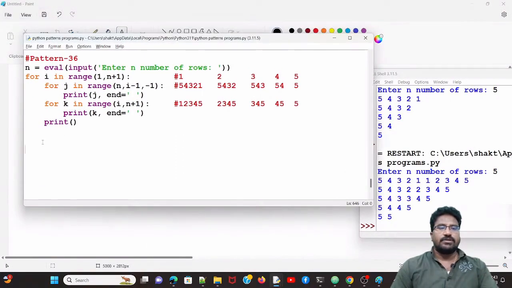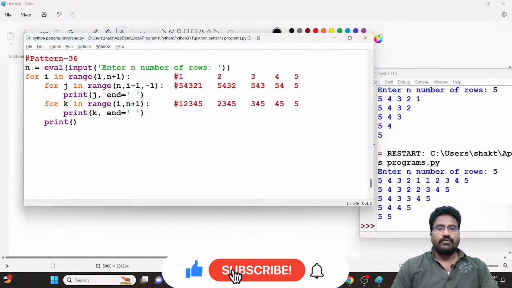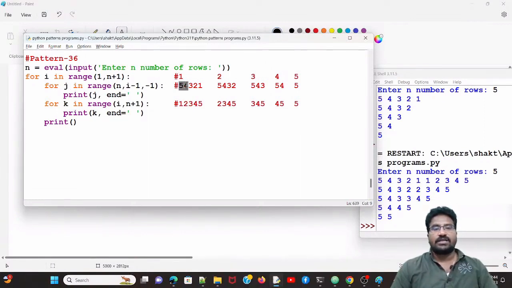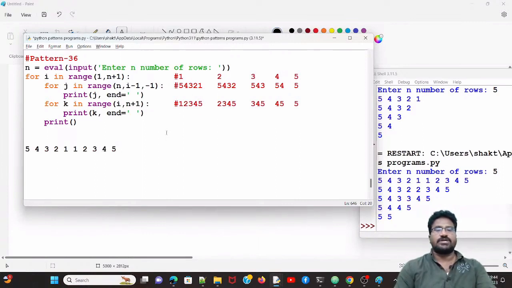We try it here. When I value is 1, how many times is j iterating? 5 times. First time 1 displayed, second time 2, third time 3, next 2, next 1. That means first 5 displayed, 5 space, 4 space, 3 space, 2 space, 1 space. Then how many times now? 5 times, 1, 2, 3, 4, 5 displayed, 1 space, 2 space, 3 space, 4 space, 5 space, that's all. Now j iterations are over, k iterations are over. Then next, the empty print means new line, means new I value.